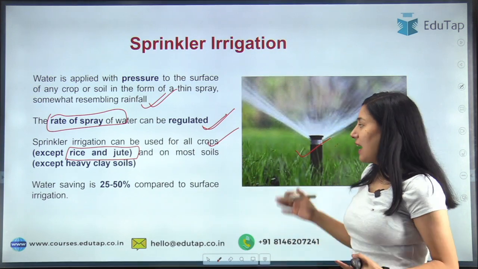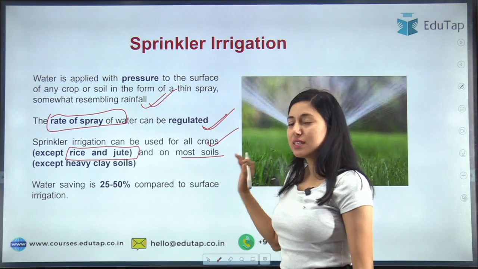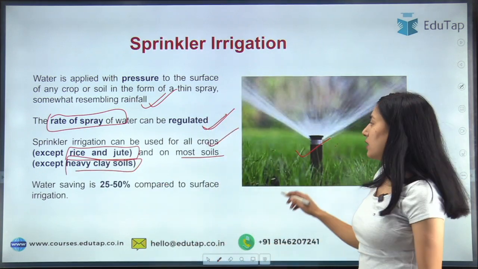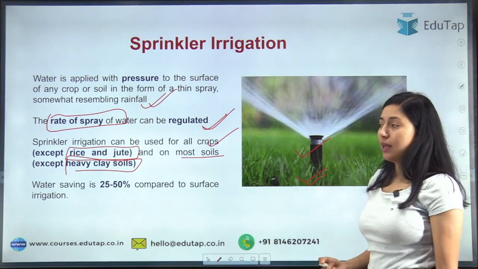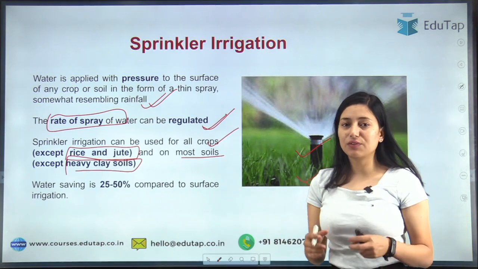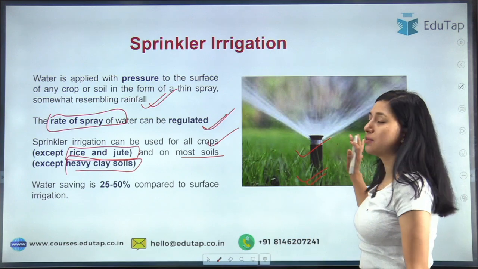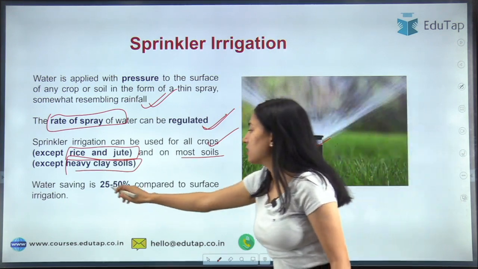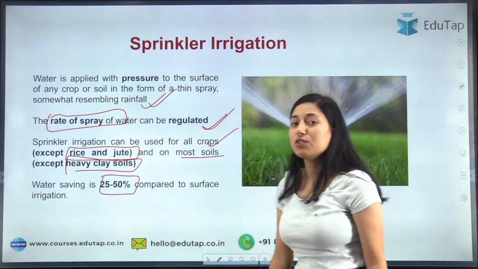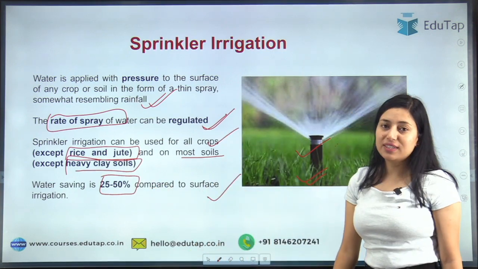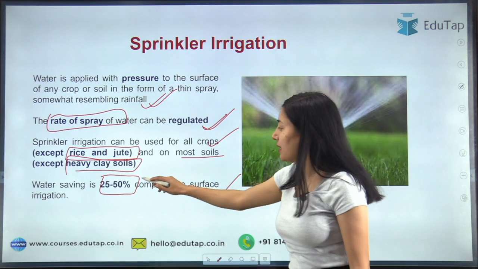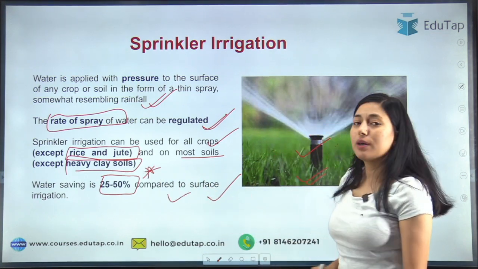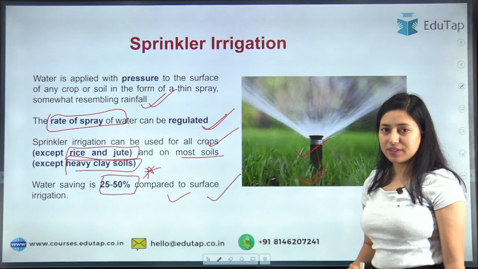So except rice and jute, we can go for sprinkler irrigation in all other crops. And you can use this in most soils, except heavy clay soils, because in heavy clay soil crusts are formed. That is why we do not go for sprinkler irrigation there. And students, sprinkler irrigation saves 25 to 50% of water as compared to surface irrigation. You must remember that.